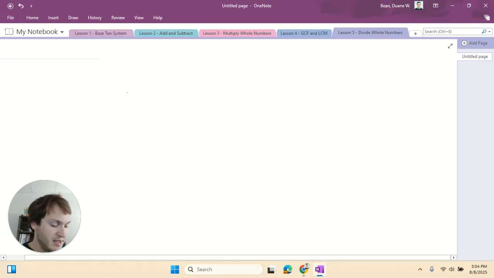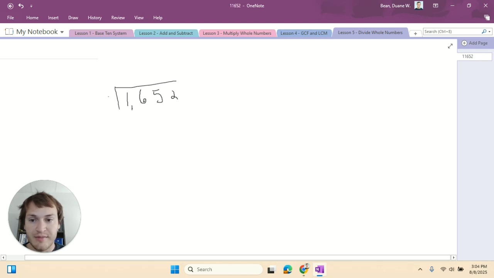So let's look at another problem. Let's take a look at 1,652 divided by 6. Cool. So just like before, we're going to start with the leftmost number, 6. Or sorry, 1. So how many times does 6 go into 1? It doesn't. So let's include one more digit. Let's do 16. So 6 goes into 16, I'm going to say 2 times. And then 2 times 6 is 12, so we'll see what we're left over with.